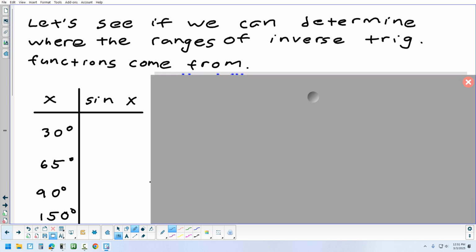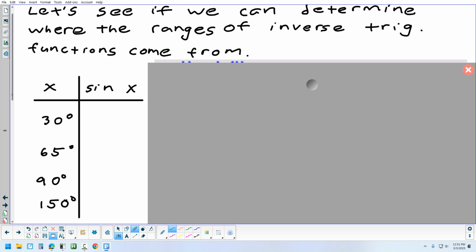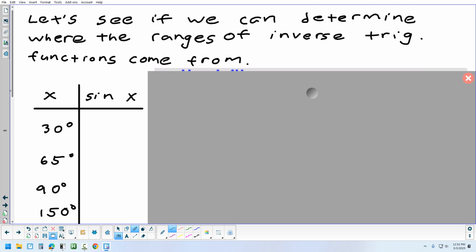So let's look at this. What I have is a table, and I've got some different angles in the left column, and I want to take the sine of each one of them and get the answer in the right column. That's all. And I want to show you what's going to happen.